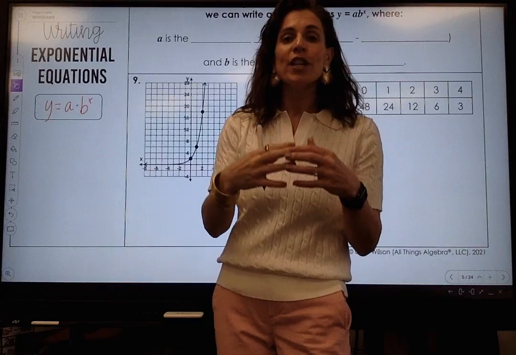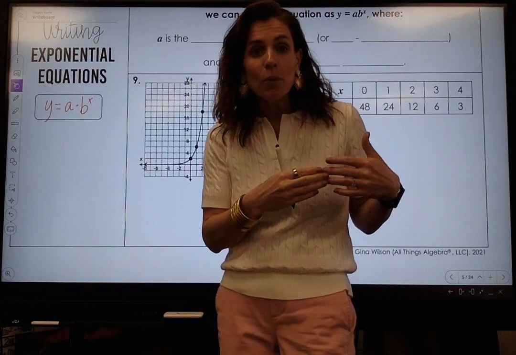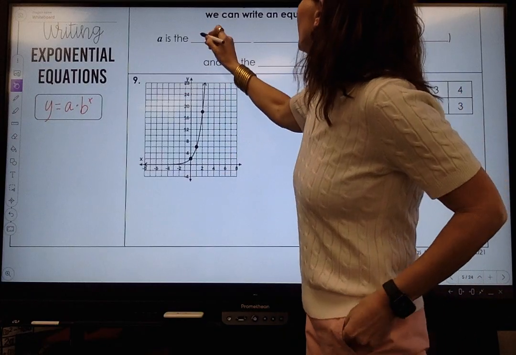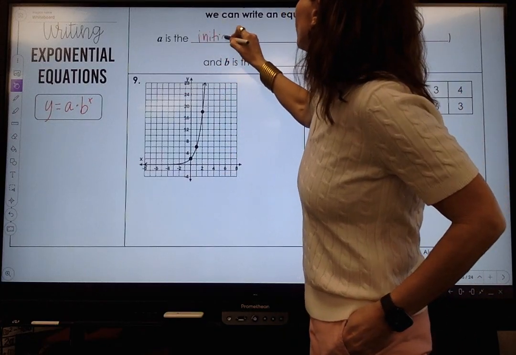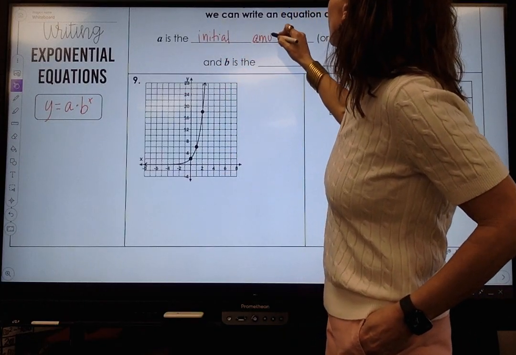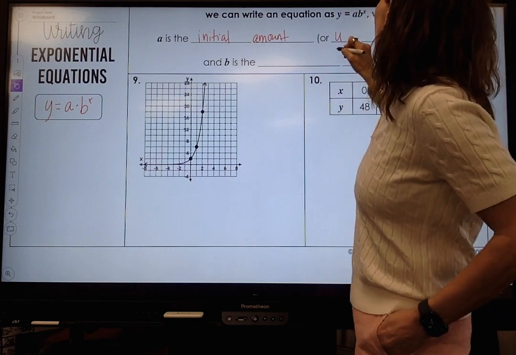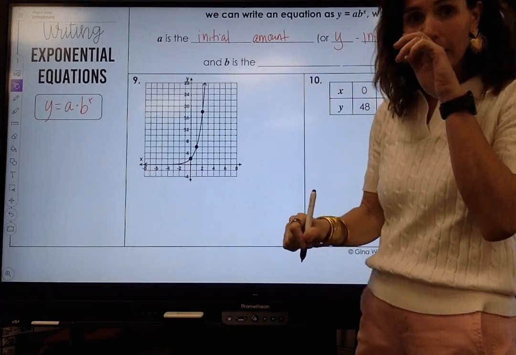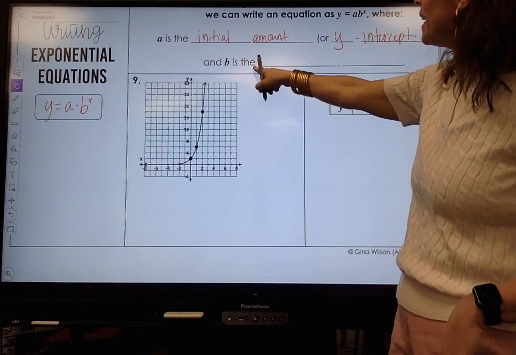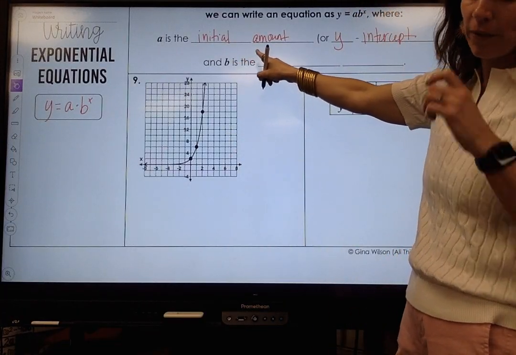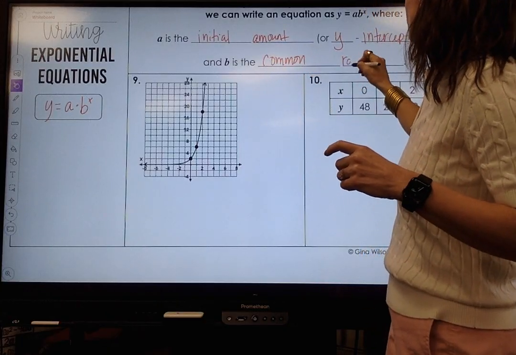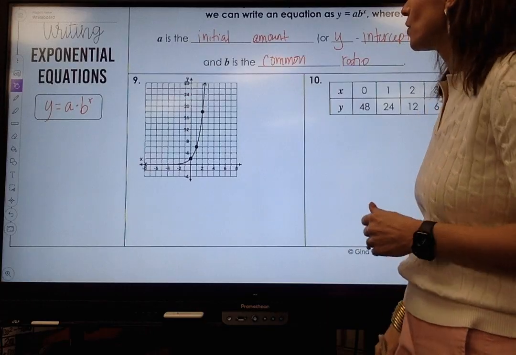A means your initial amount, kind of like your beginning point in a linear equation. A is the initial amount, but really it's the y-intercept, just like that beginning point in a linear equation. B is the common ratio, which we already talked about in the first video of this unit.